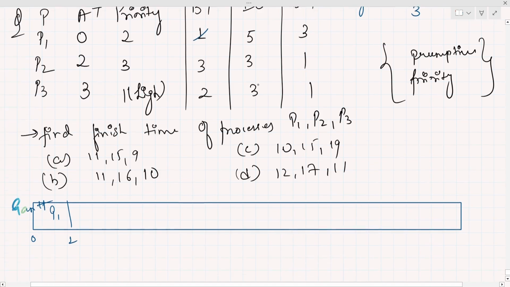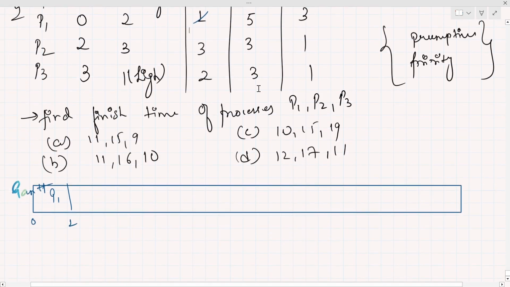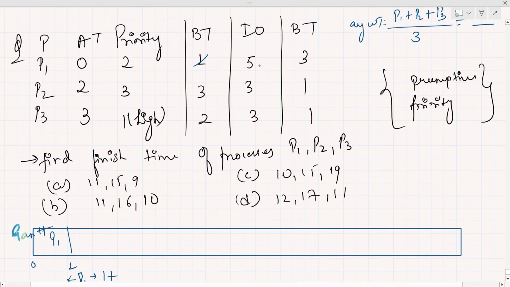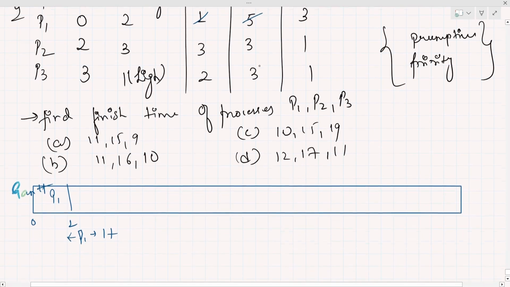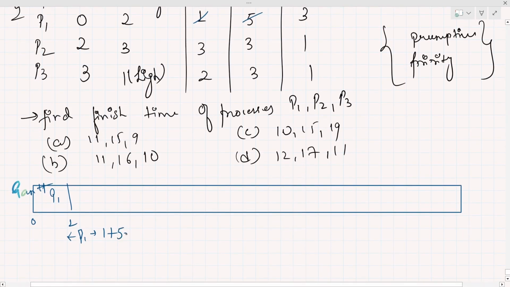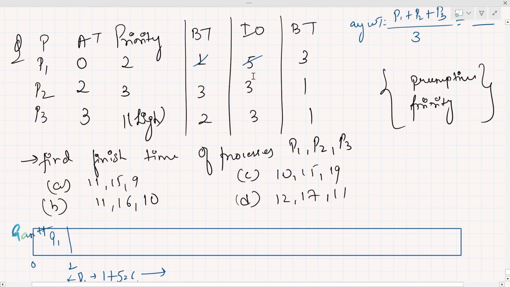If a process is completed, it goes for an IO operation. So here P1 goes for an IO operation. The completion time is 1 plus the IO operation time, which in this case is 5. So 1 plus 5 is equal to 6. So at 6 this P1 process comes again in the ready queue.